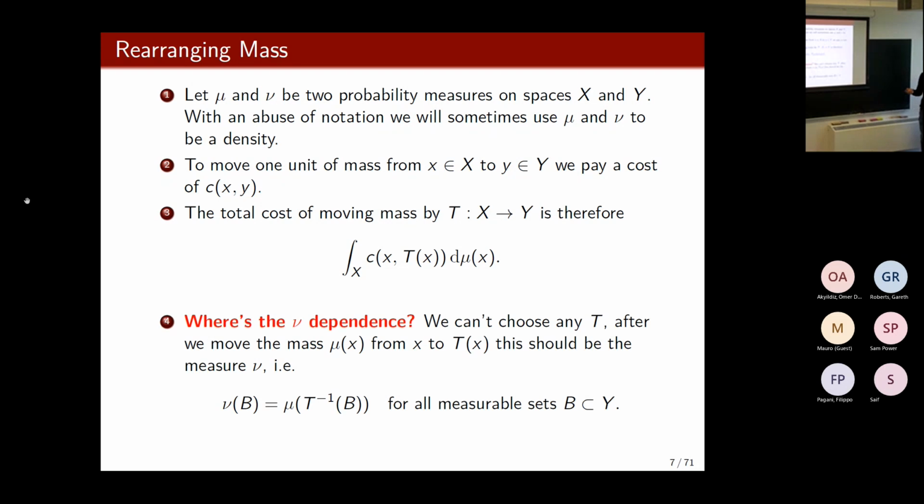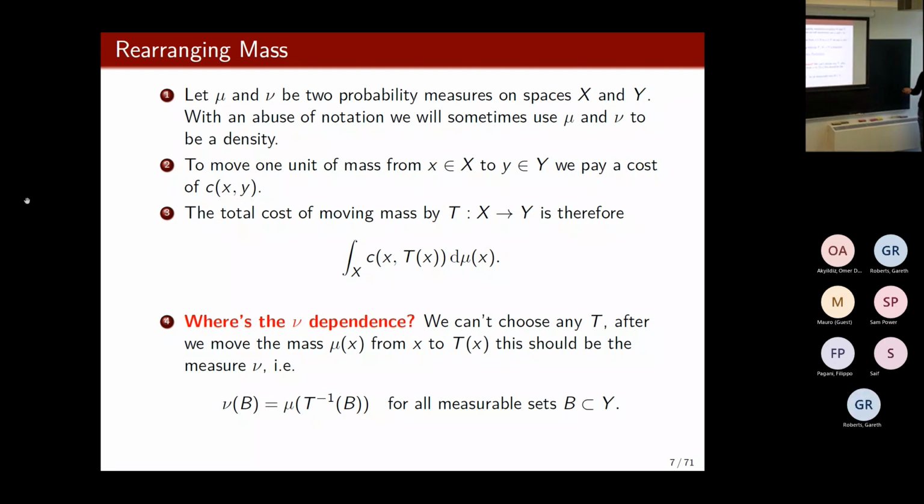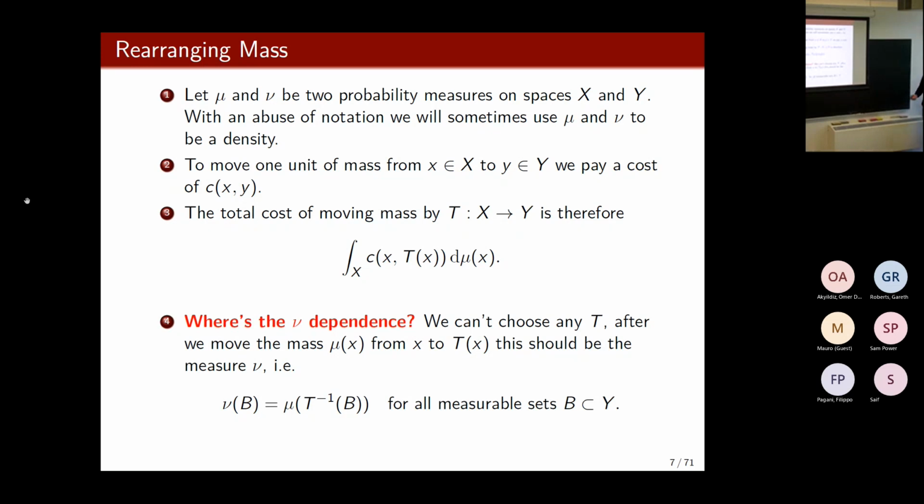Okay, so if we try to write this down as our optimal transport problem, we can see where the mu dependence is, but what about the nu dependence? The nu dependence comes in terms of a constraint on the map T. In particular, the amount of mass we want to move is mu of x, we want to move this from x to T of x, and then after this rearrangement, we should end up with the measure nu. Mathematically, we write this as: the amount of mass at B should be the amount of mass in the pre-image of B under the measure mu.